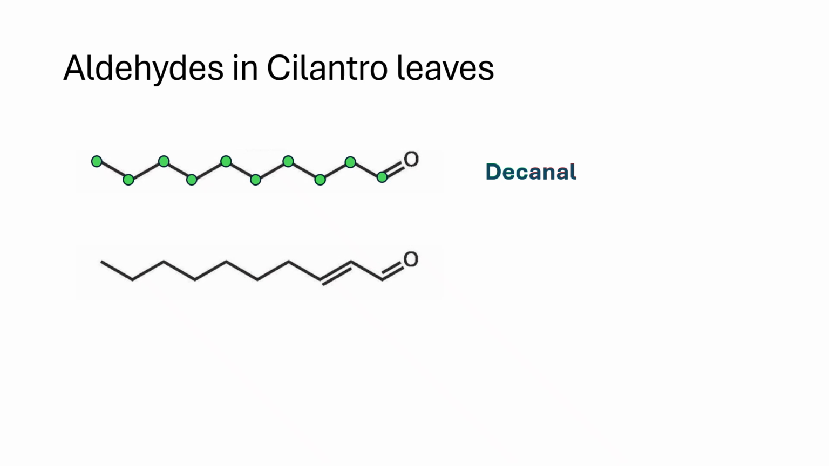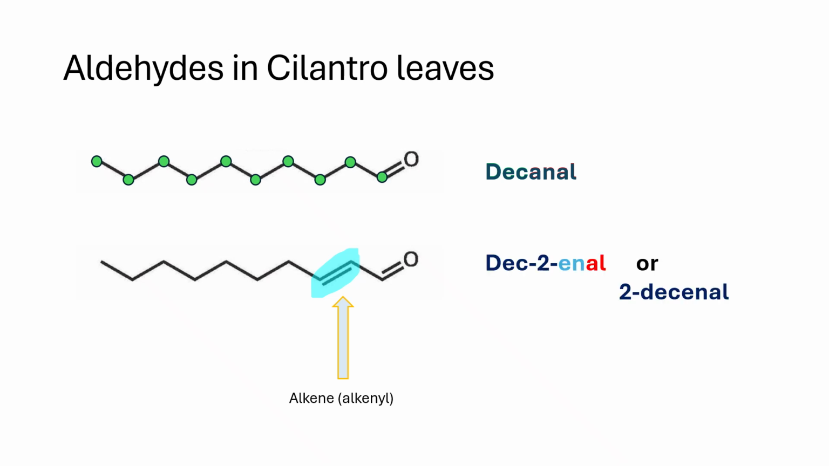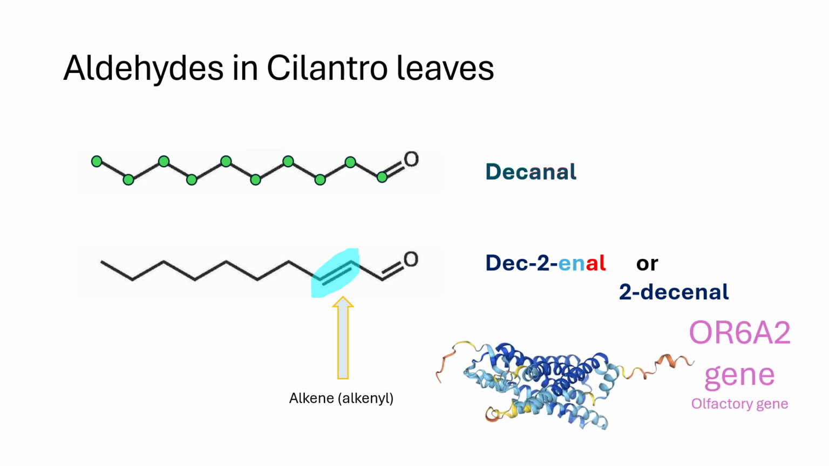Having 10 carbons, still the same length of the main chain, but you might notice that there's an alkene group on the second carbon from the aldehyde end. So we need to address the position and the alkene group. So it's dec for 10, 2 is where the C=C double bond starts, en for the alkene, and -al suffix to represent the aldehyde.